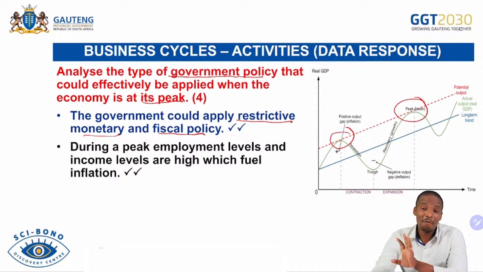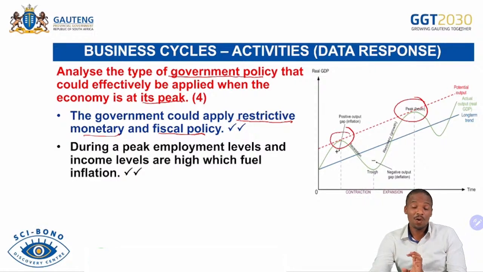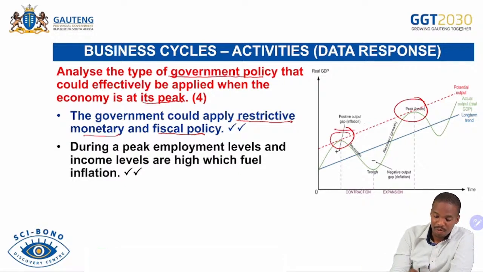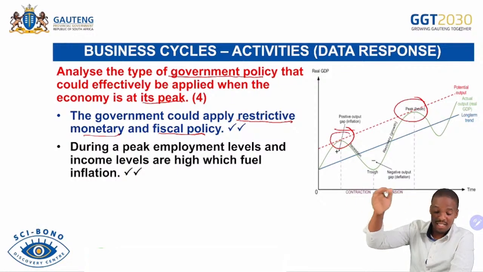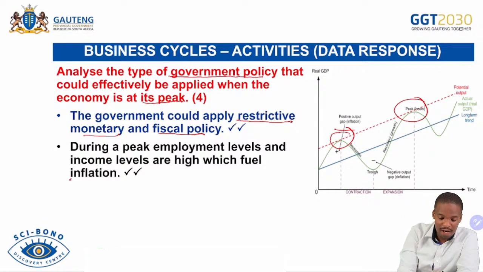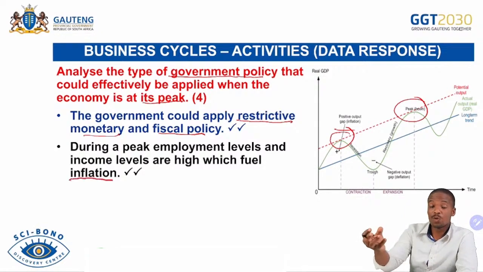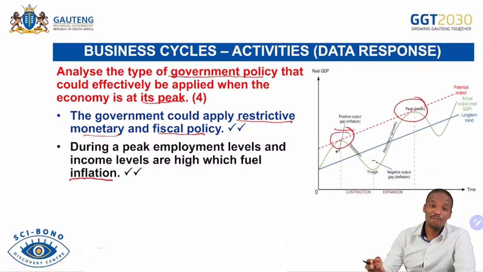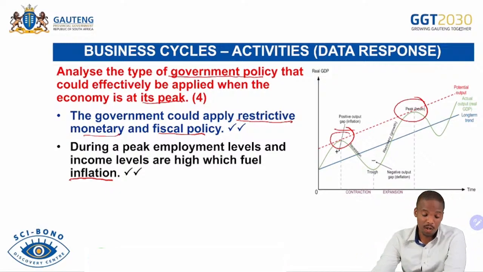Be careful. This is a formal question. So just writing the first line alone, or including the restrictive monetary and fiscal policy and leaving it there, will not qualify you for 4 marks. Then another 2 marks come from: during a peak, employment levels and income levels are high, which fuels what? Inflation. At the peak, inflation is high, unemployment is at its lowest, consumer spending is very high. So at that point, inflation is likely to appear. So the government will apply restrictive policies, whether monetary or fiscal, so that they can try to cool off the economy.